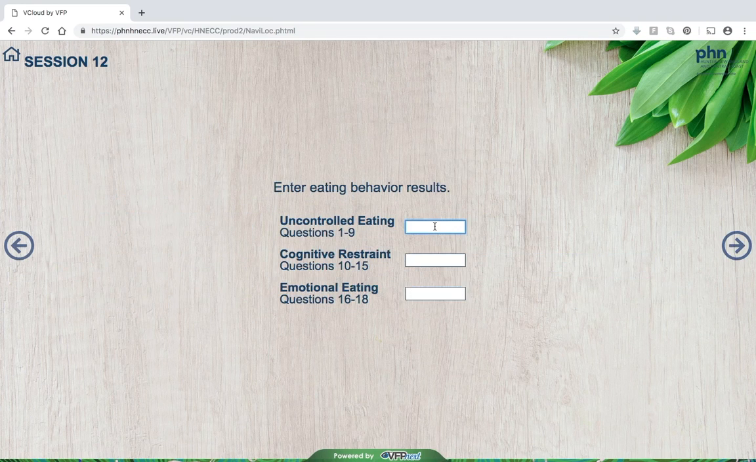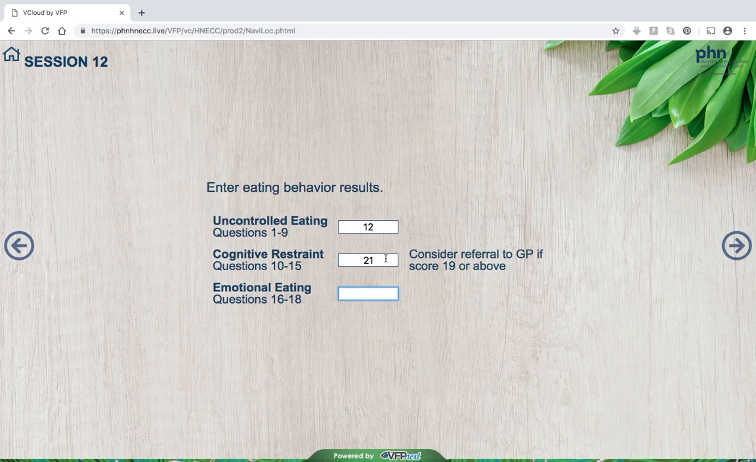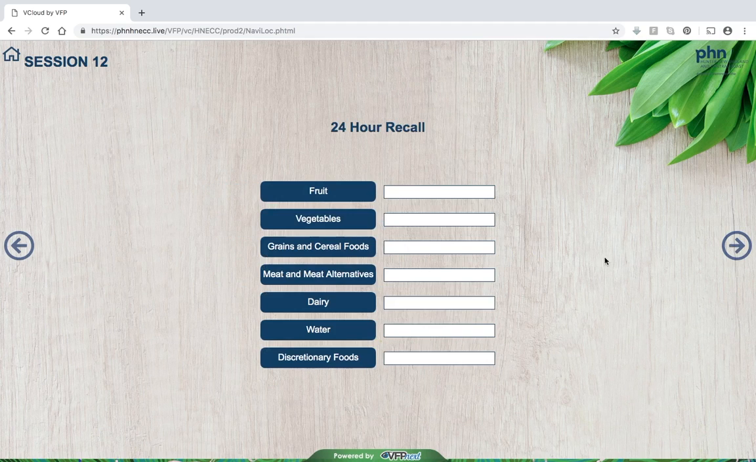We move on to the eating questionnaire. We just enter the data. Again, if they are scoring higher, then it will red flag, and at this stage you'll consider referral to the GP. They go on again and do their 24-hour food recall.